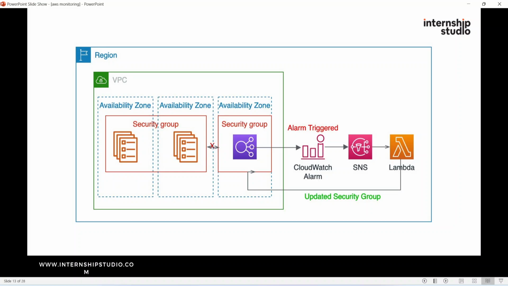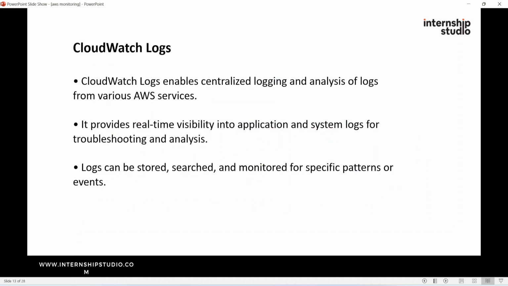Here you can see this is just a high-level setup. We have the region, and under the region we have a VPC. Under the VPC we have three availability zones. One security group is configured in one availability zone, and next we have the other security groups in the other availability zones. If there is any change here, an alarm is triggered. If anyone tries to play around with the security group rules, an alarm is triggered and the CloudWatch alarm is sent to SNS, and then it goes to Lambda accordingly. So this is the high-level overview.